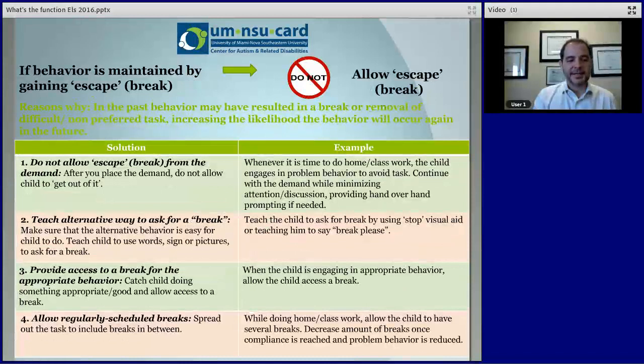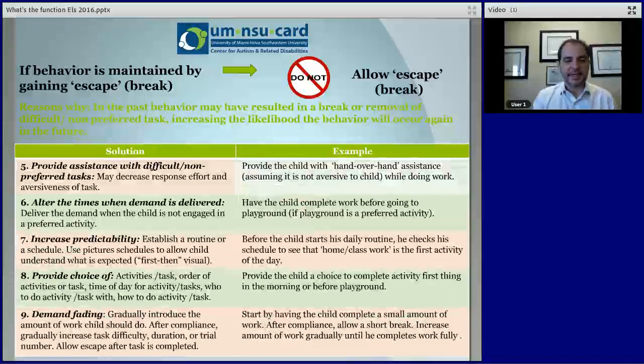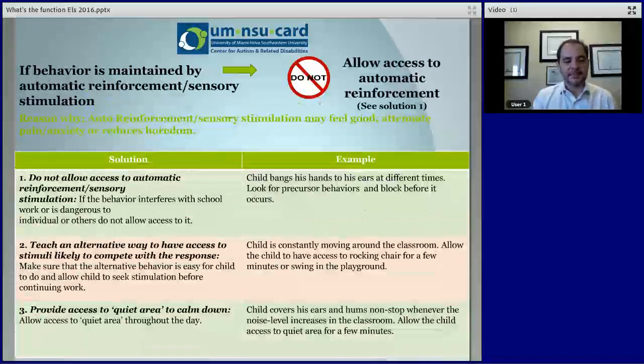If behavior is maintained by gaining access to toys, if behavior is maintained by escape, here's what you do for the escape or break function. This one's a bit longer because it's a little bit more involved. With behaviors maintained by automatic reinforcement, we even tackle the difficult automatic sensory reinforcement situation. Okay? So I hope that you find these helpful. And like I said, reach out to your sources in the community for support, for answers, and also for qualified and credentialed professionals that can help you manage problem behavior.